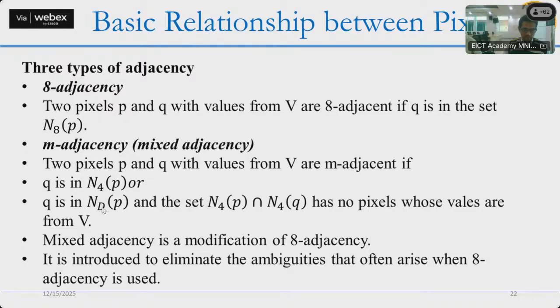So what we are saying, mixed adjacency is a modification of 8 adjacency, so it can be any value in between. It is introduced to eliminate the ambiguities. For example, you do not require all the relationships, you don't need all the neighbors. In that case, the ambiguity comes, and the same information is repeated. In that case, M adjacency becomes more used.